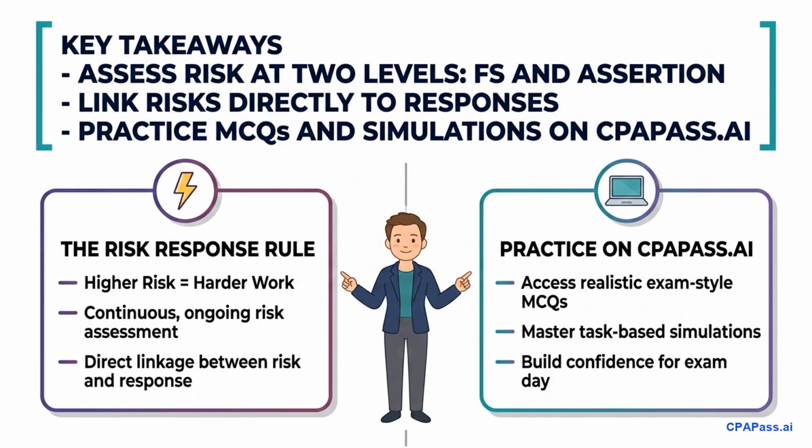To summarize, always assess risk at two levels: financial statement and assertion. Match financial statement risks with overall responses and assertion risks with specific alterations to your audit procedures. Remember, risk assessment is a continuous, ongoing process throughout the entire audit. If you discover new information, you must adapt.